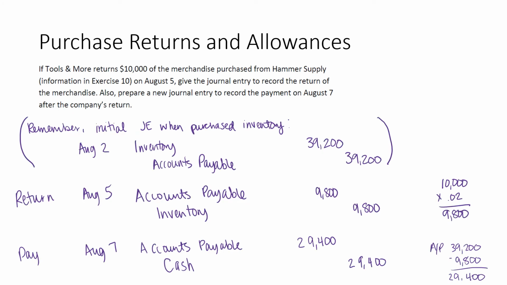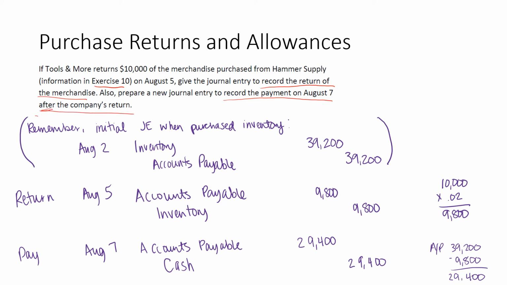So here's an example looking at purchase returns and allowances and how they're recorded. This goes along with the previous example that we did about exercise 10, so you'll see some of this familiar information. If Tools and More returns $10,000 of the merchandise purchased from Hammer Supply on August 5th, give the journal entry to record the return of the merchandise, and then also prepare a new journal entry to record the payment on August 7th after the company's return.